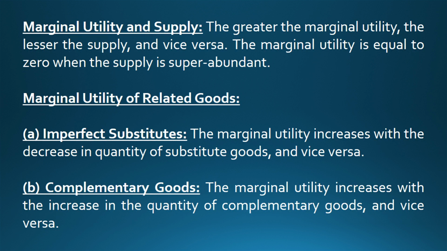Marginal utility and supply. The greater the marginal utility, the lesser the supply, and vice versa. The marginal utility is equal to 0 when the supply is superabundant. Marginal utility of related goods. A. Imperfect substitutes. The marginal utility increases with the decreasing quantity of substitute goods, and vice versa. B. Complementary goods. The marginal utility increases with the increase in the quantity of complementary goods, and vice versa.